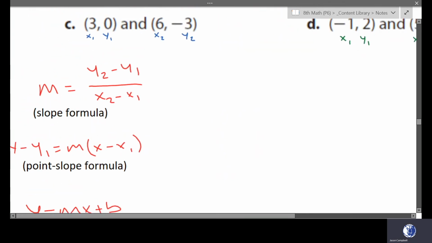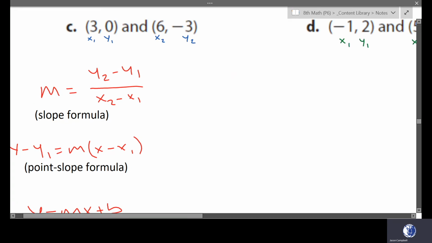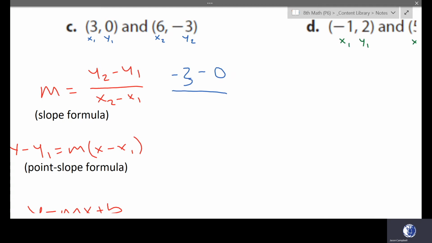For Got It C, I'm going to start by plugging my points into the slope formula. So y2 subtract y1 over x2 subtract x1 is equal to negative 3 over 3, which is negative 1. Next, I'm going to plug my slope and my point into point-slope form. So y subtract 0 is equal to negative 1 times x subtract 3.